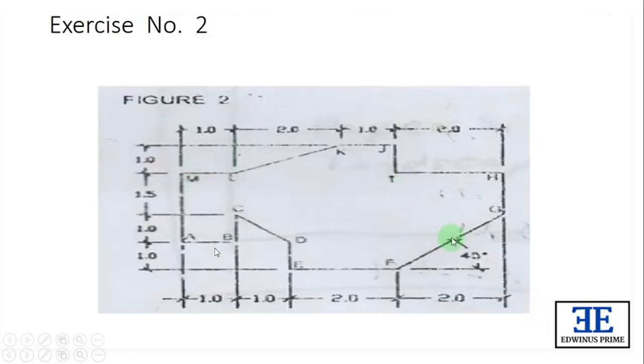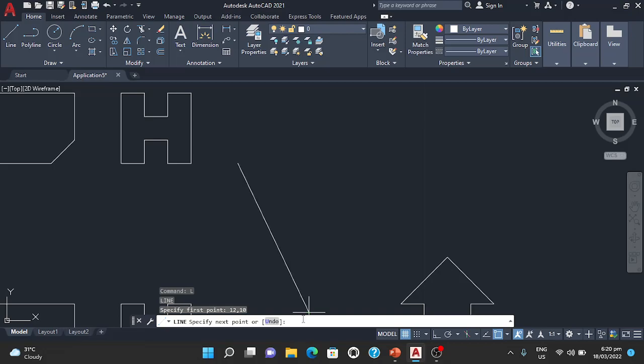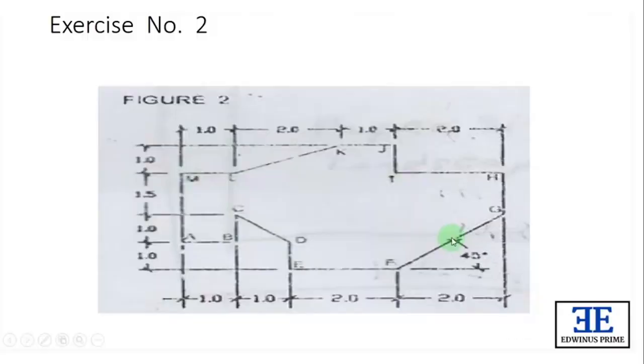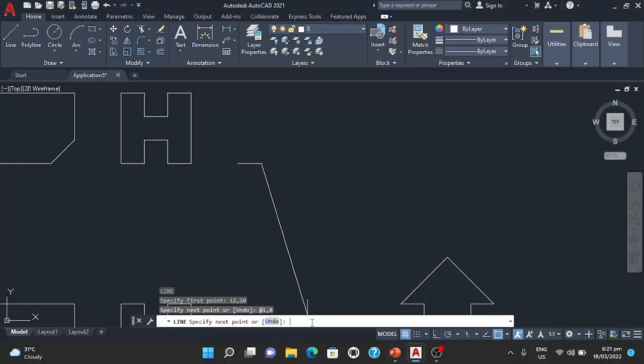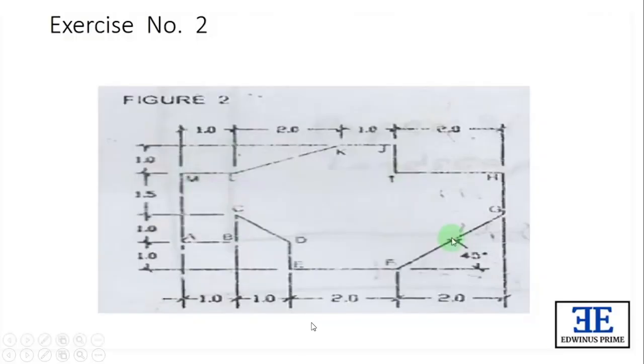We have a horizontal distance of 1 and a vertical distance of 0. Automatically, our change in x would be positive because it is going to the right. So @1,0. Next, we have point B to point C. It has a vertical distance of 1, so our change of x would be 0 and our change of y would be positive 1, because point B to point C is going up. So we have @0,1.